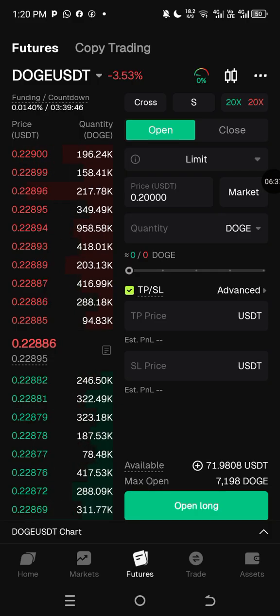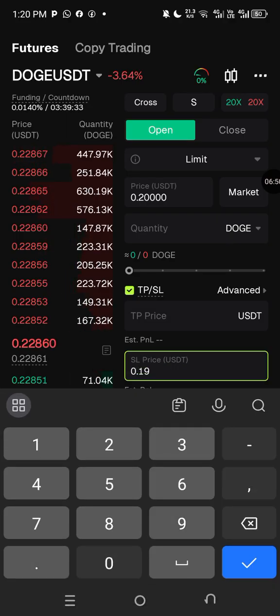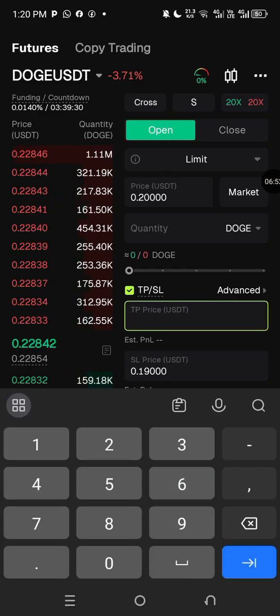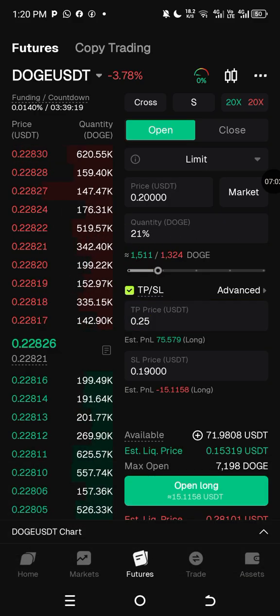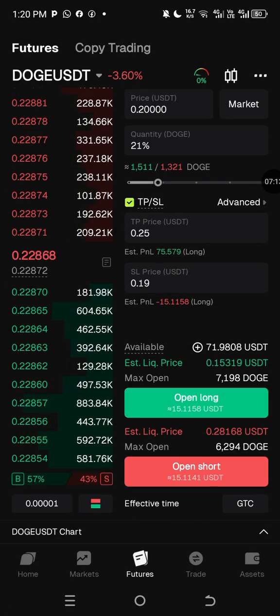Now my stop loss and take profit, I will also put it. My stop loss now will be lower than this limit price. Remember, our stop loss was lower than the current market price before, but now my stop loss will be lower than this limit price. So my stop loss could be 0.19, depending on my analysis. Then my take profit will be higher than this limit price I've put. So I'll say 0.25 again. I'll just click advance to see it. I'm risking $15 to get $75. Okay, I'll click on it and then I'll just click open long.